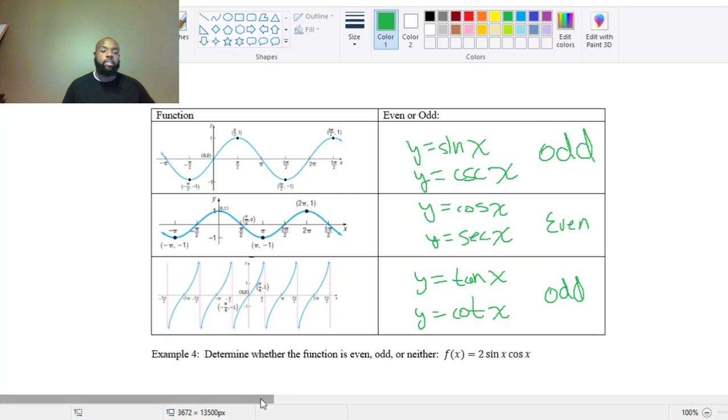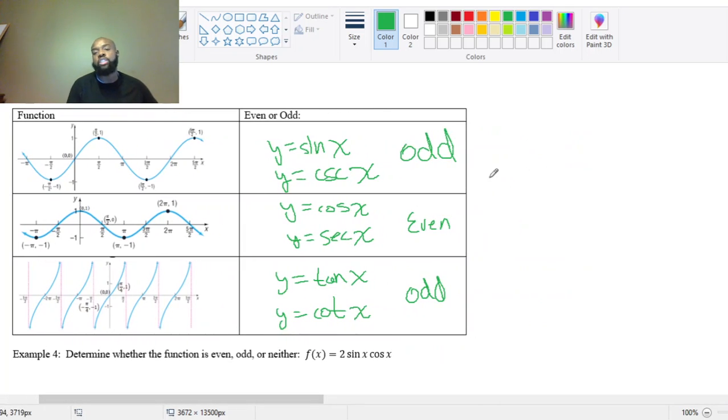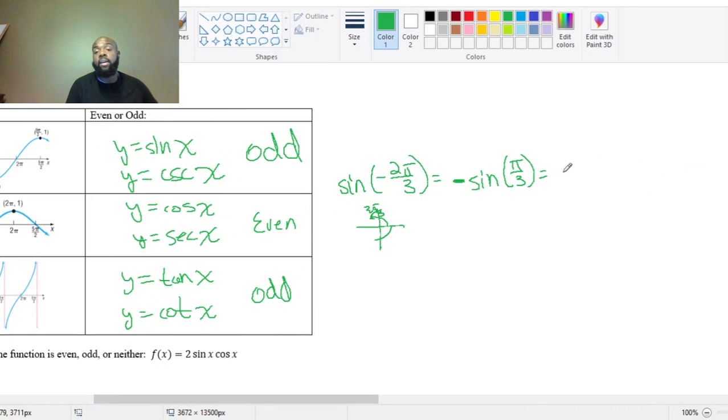Now, there's value in this, right? What we were doing when we were evaluating trig functions, so for instance, say I gave you the sine of negative 2 pi over 3. We'd say, oh, well, since 2 pi over 3 would be over here in the second quadrant, then I know that negative 2 pi over 3 would be in the third quadrant. And so this would be a negative value, and the reference angle is pi over 3. And we know that the sine of pi over 3 is square root of 3 over 2. And so this would be a negative square root of 3 over 2, right?